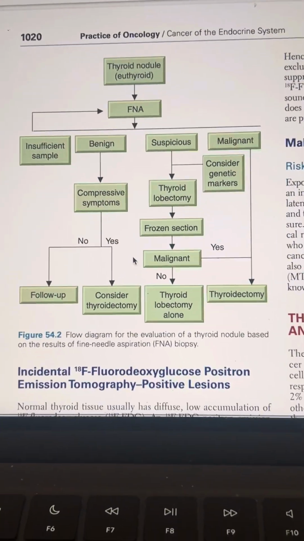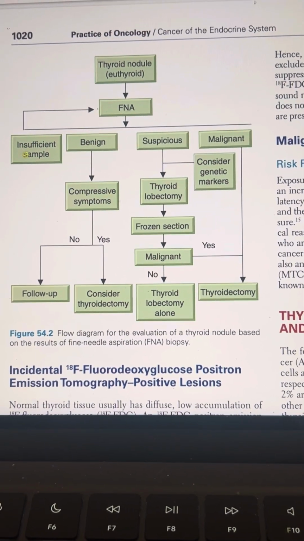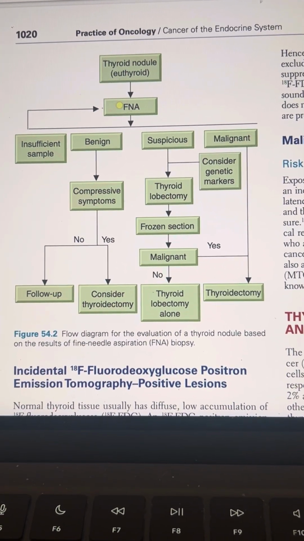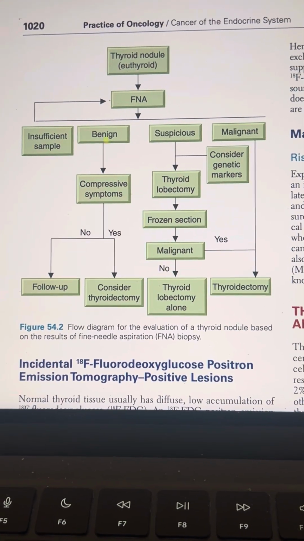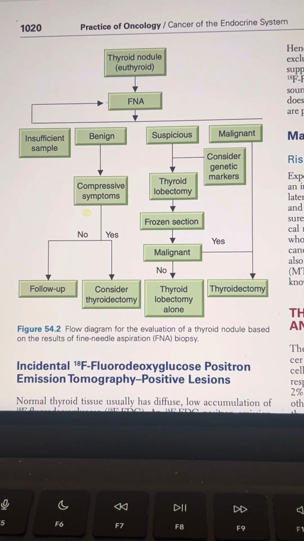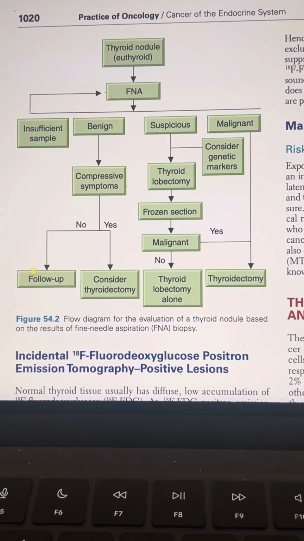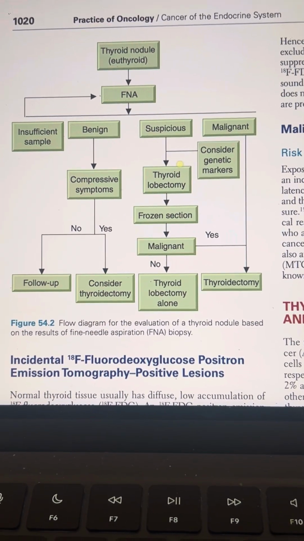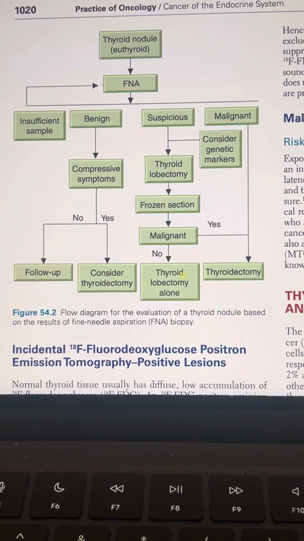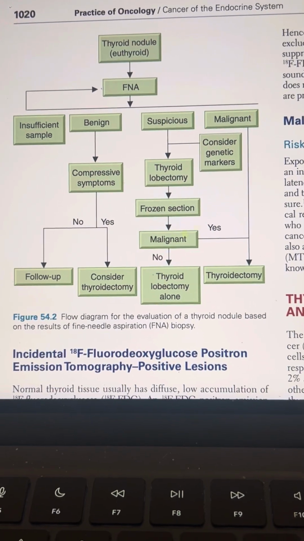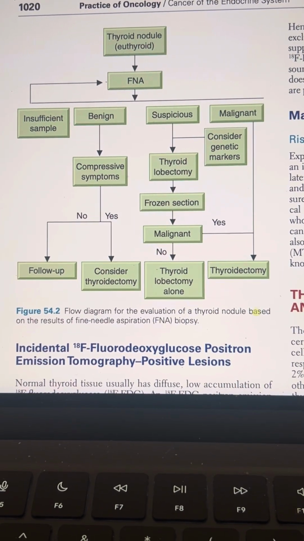So if there is a thyroid nodule and the patient is euthyroid, we will do FNA, and if there is an insufficient sample, then repeat FNA. If it is benign but there are compressive symptoms, we will go for thyroidectomy. If not, then keep on follow-up. If there is a suspicious feature, thyroid lobectomy is performed, intraoperative frozen section is sent, and if it turns out malignant, then completion thyroidectomy is done, and in case of malignancy, total thyroidectomy is done.